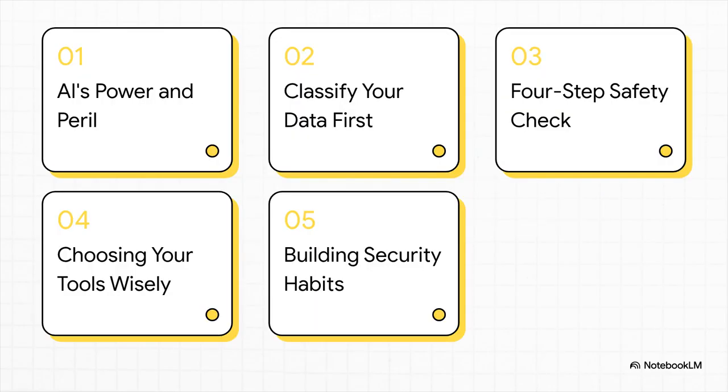Okay, so here's our roadmap for today. First, we'll tackle that big power versus peril problem with AI. Then, we'll get into the nitty-gritty, classifying your data. After that, I'll walk you through a super practical 4-step safety check you can use every single time. We'll also cover choosing the right tools, a huge one, and finally, how to make all of this a real, sustainable habit. Sound good? Let's get into it.